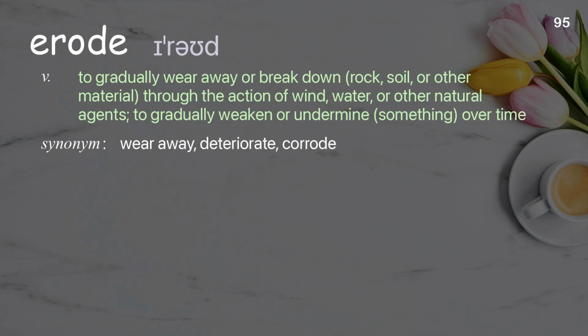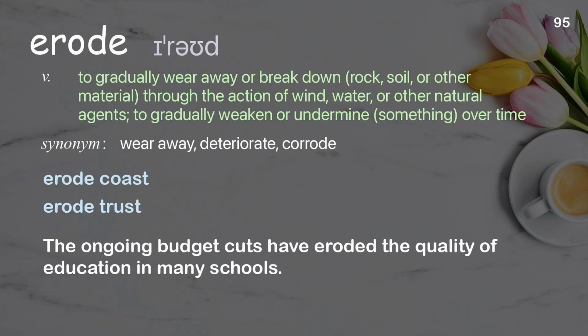Erode. To gradually wear away or break down rock, soil, or other material through the action of wind, water, or other natural agents, to gradually weaken or undermine something over time. Examples: erode coast. Erode trust. The ongoing budget cuts have eroded the quality of education in many schools.